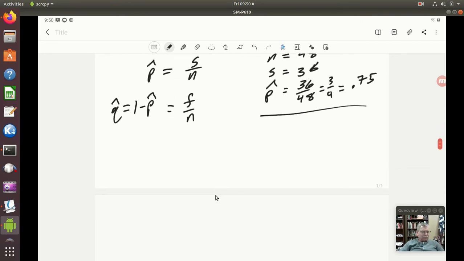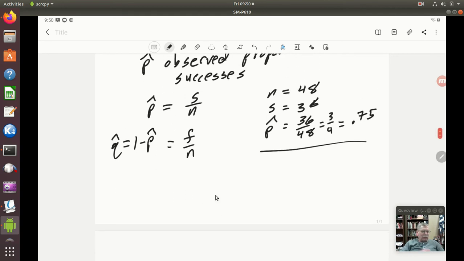And so all we have here are these data of N equal 48, S equal 36, F equal 12 then. And so I could write that down here, I guess. Q hat in this case was 12 over 48, or 0.25. And notice they do add up to 1. Okay, so that's from over here. You have P hat plus Q hat is 1, because it's all our total outcomes.